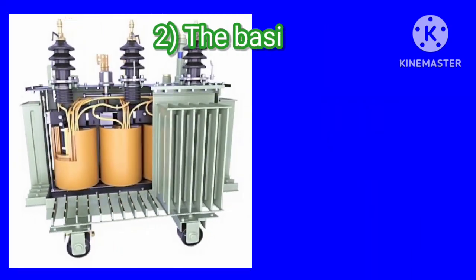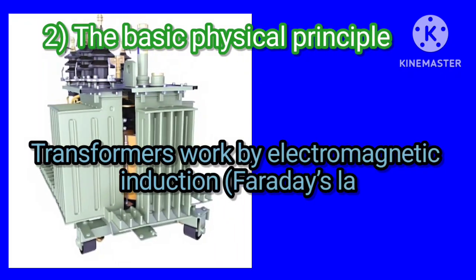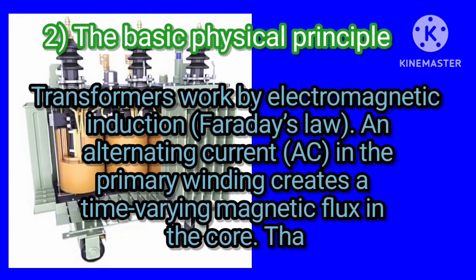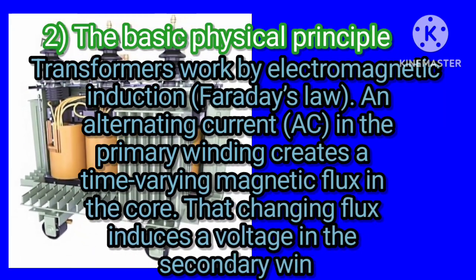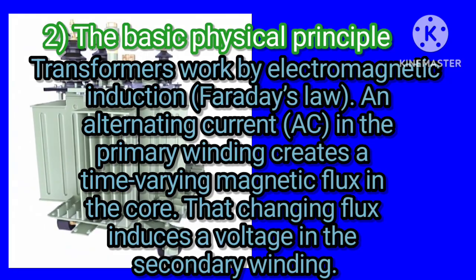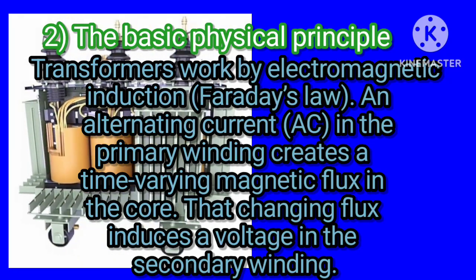2. The basic physical principle. Transformers work by electromagnetic induction, Faraday's law. An alternating current, AC, in the primary winding creates a time-varying magnetic flux in the core. That changing flux induces a voltage in the secondary winding.